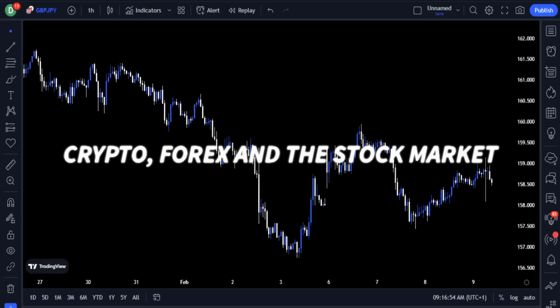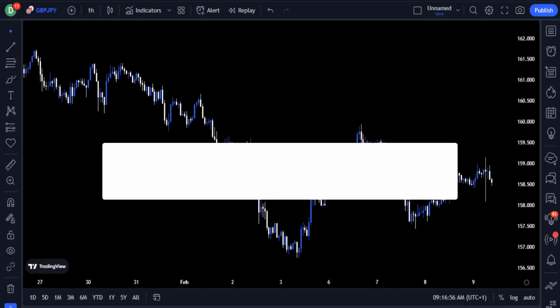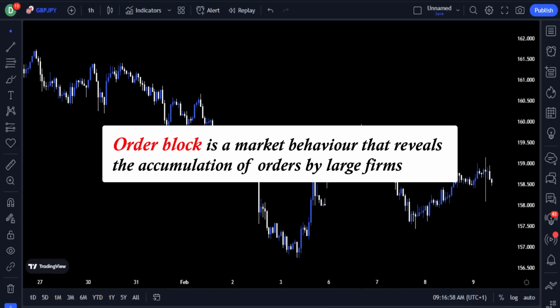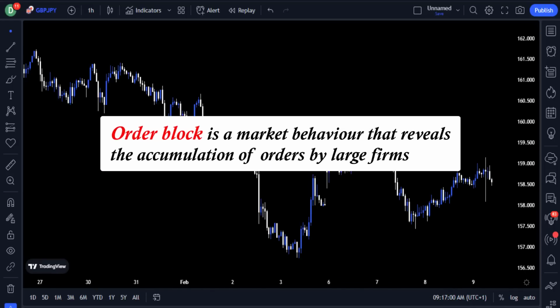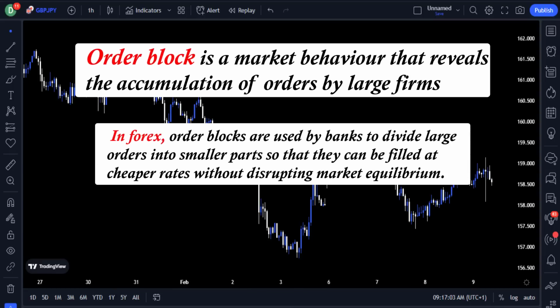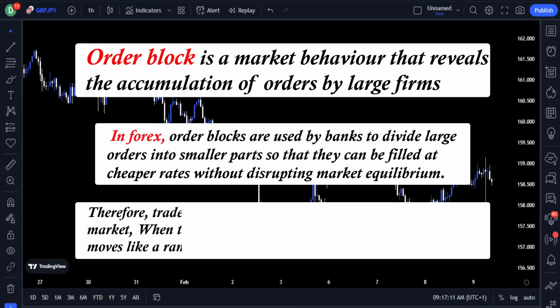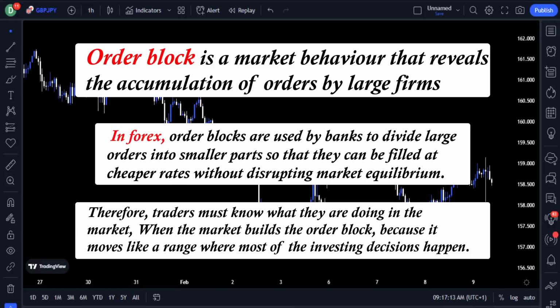Now, let's first explain what an order block means. So order block is a market behavior that reveals the accumulation of orders by large firms. In the financial market, order blocks are used by banks to divide large orders into smaller parts so that they can be filled at cheaper rates, without disrupting market equilibrium. Therefore, traders must know what they should do in the market when the market builds the order block, because it moves like a range where most of the investing decisions happen. But luckily we have got indicators that can help us find these order blocks.